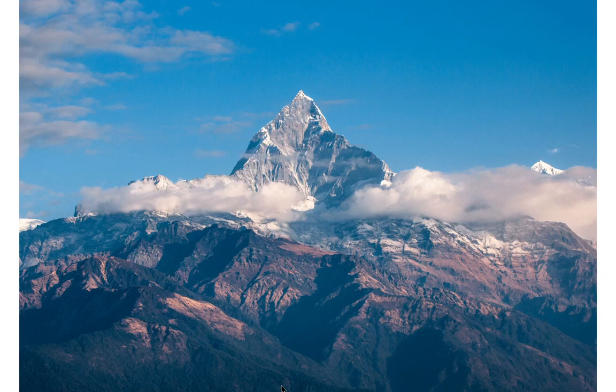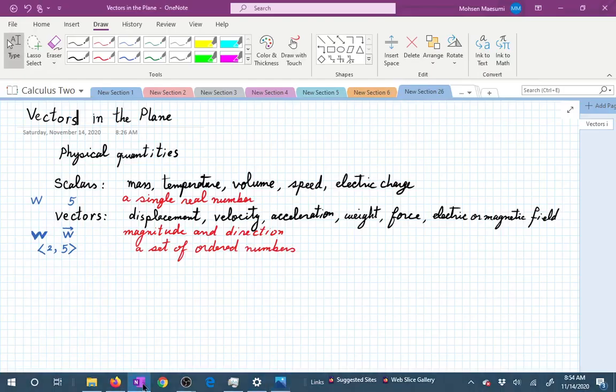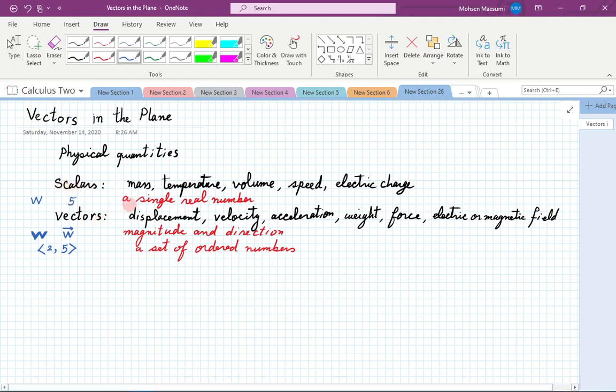Okay, let's start with a simple topic, vectors in the plane, or as they sometimes refer to it, vectors in R2. So how do we motivate this topic, vectors? Well, if we take a look at any of our basic courses in physics or engineering, we see there are at least two types of quantities we deal with. One is called scalars. Scalars are defined by a single real number. Standard examples would be mass, temperature, volume, speed, or electric charge.